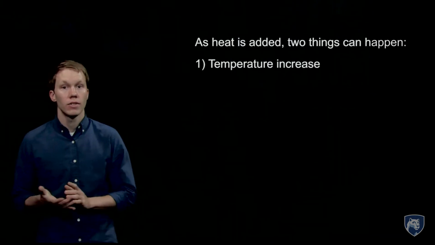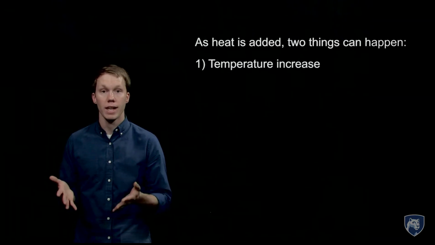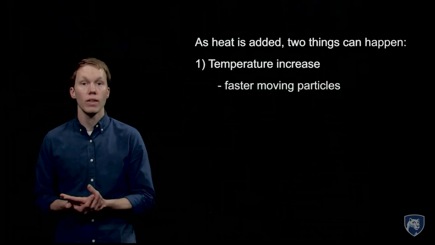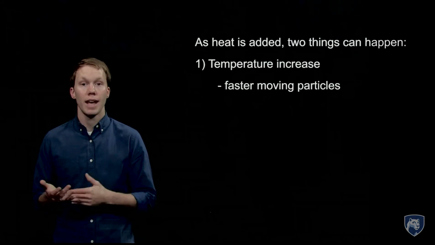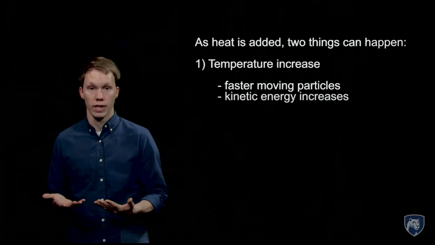For right now, I want to just look at the two types of things that can happen when heat is added to a liquid. Let's say we start to apply heat to a liquid. As we add heat, we're going to see the temperature increase. And so that's one thing that will happen. We'll see a temperature change when we're within a single phase. The molecules will be moving faster. We know that according to kinetic molecular theory, as temperature increases, kinetic energy increases, and molecular motion will increase.